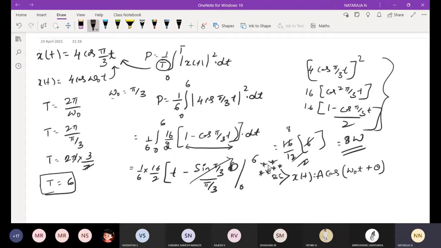Try that. If you do not get it, see here, I am going to try.